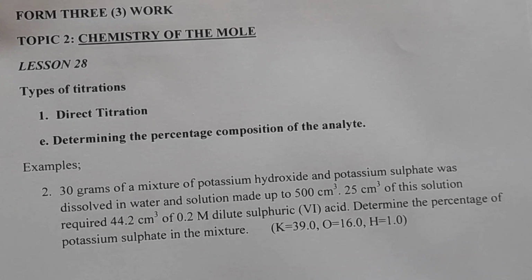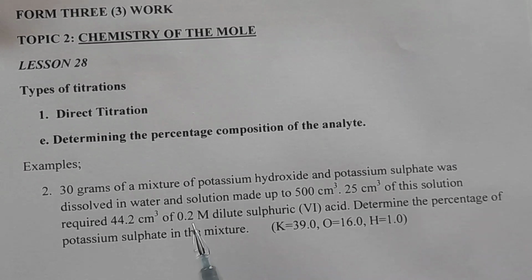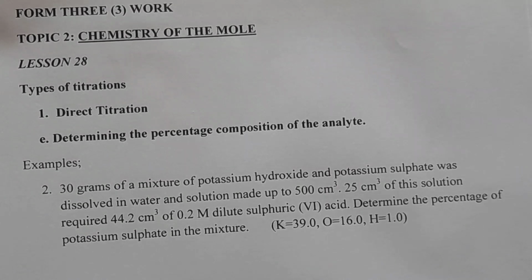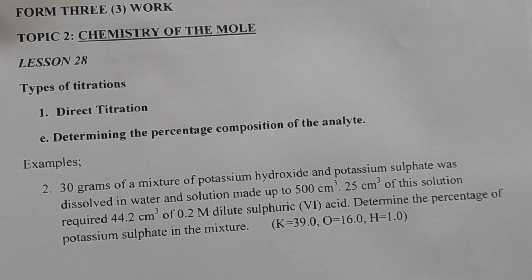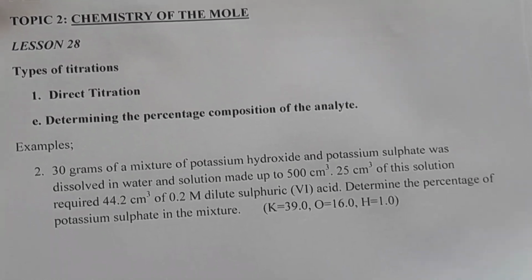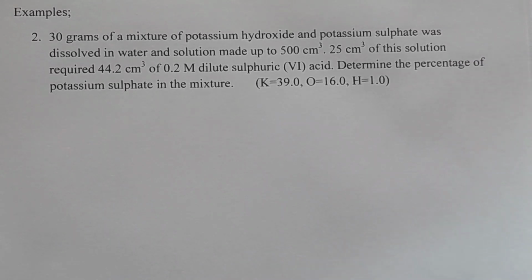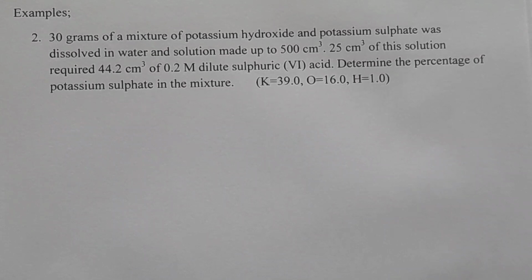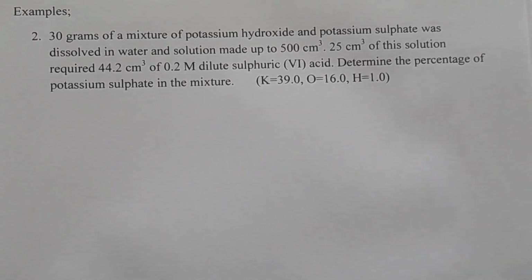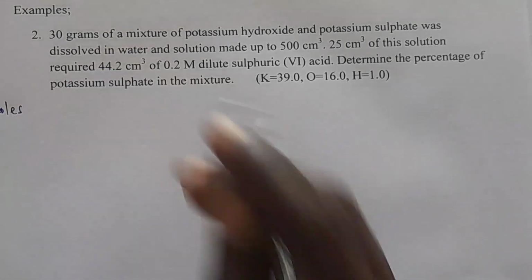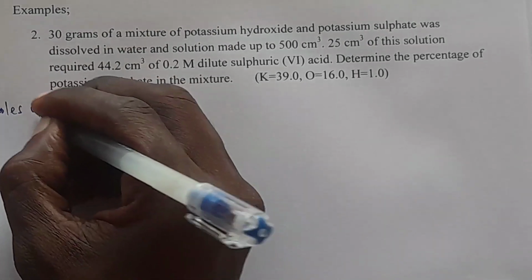To start, we are going to look for the number of moles of sulfuric acid because we know the molarity and also the volume of that dilute sulfuric acid. So what is the formula for calculating moles? Moles is given by molarity times volume used over 1000. So we are going to start with moles of sulfuric acid.